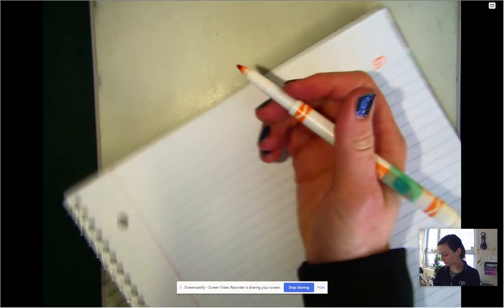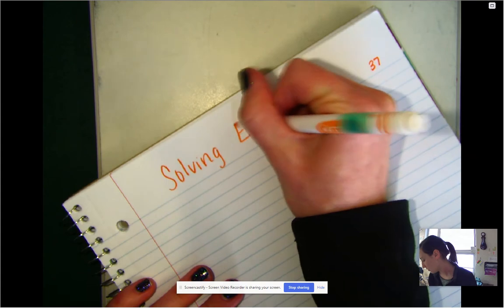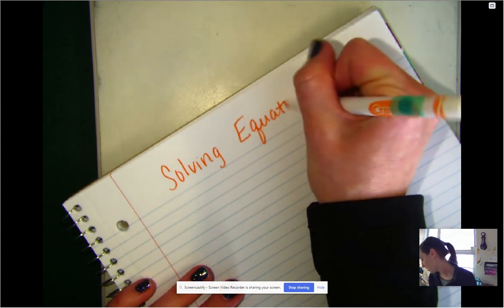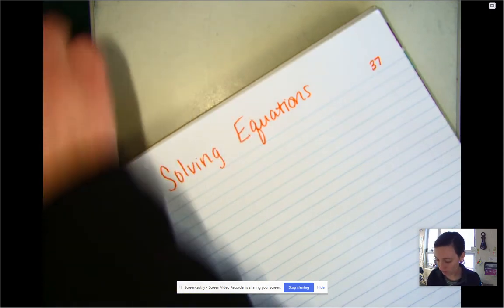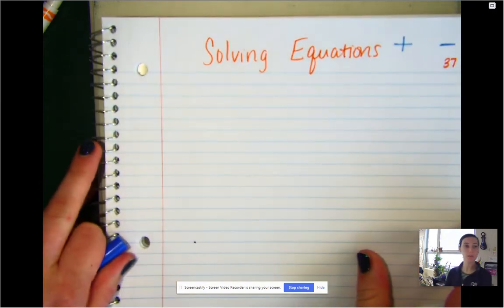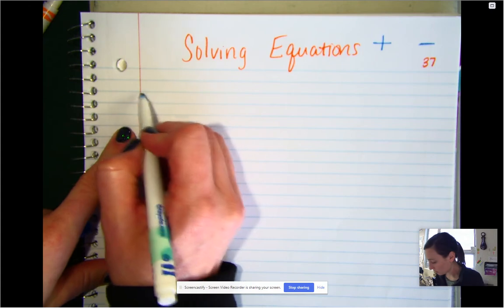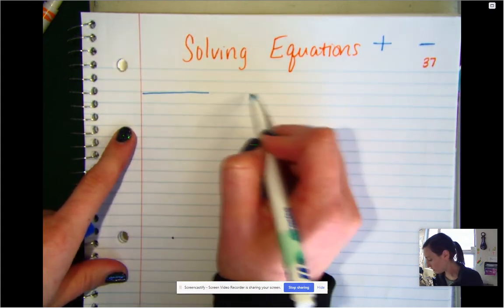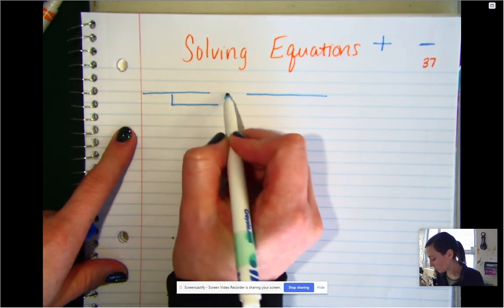Okay, we are on the other side of page 37. Over here, we're going to talk about solving equations, and specifically, solving equations that use addition or subtraction. So first, I want you to think of this like a balance. We have the two sides of the balance.